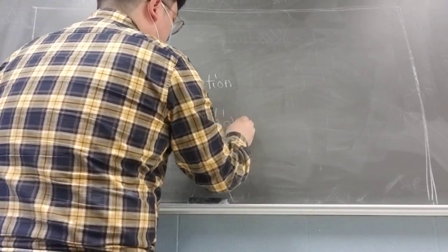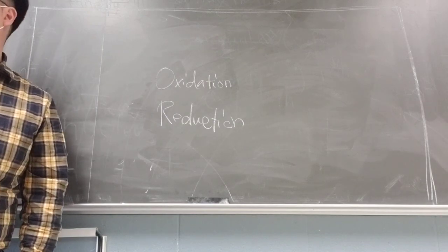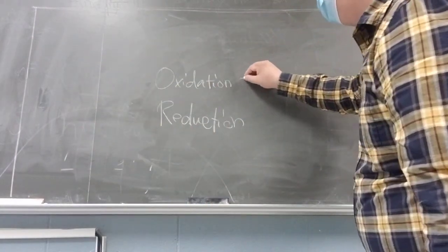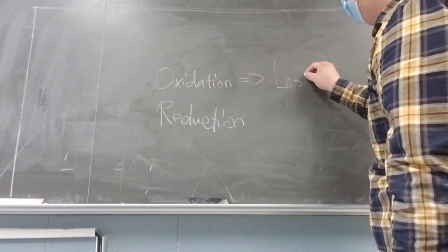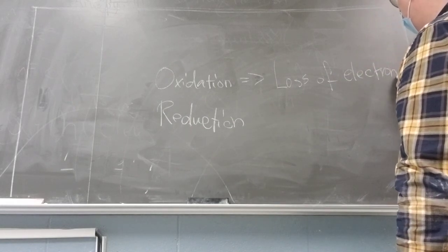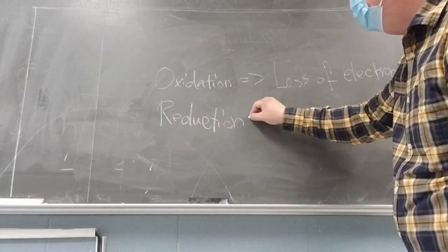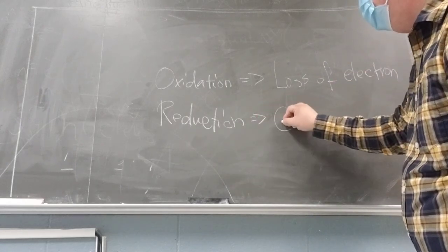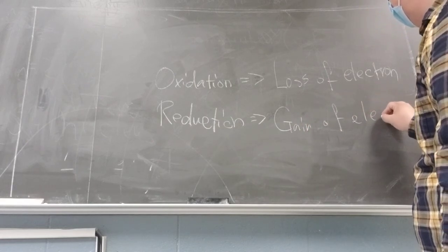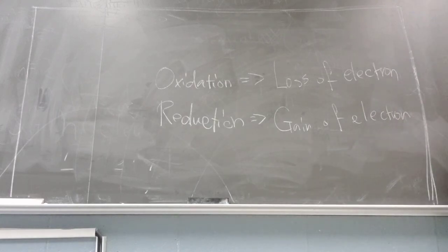Okay, so I might ask you for the definition of these two. One might be the oxidation, one might be the reduction. Oxidation simply means it's the loss of electrons. Loss of electrons. And the reduction means it's a gain of electrons. This is what I want you to remember. Okay.